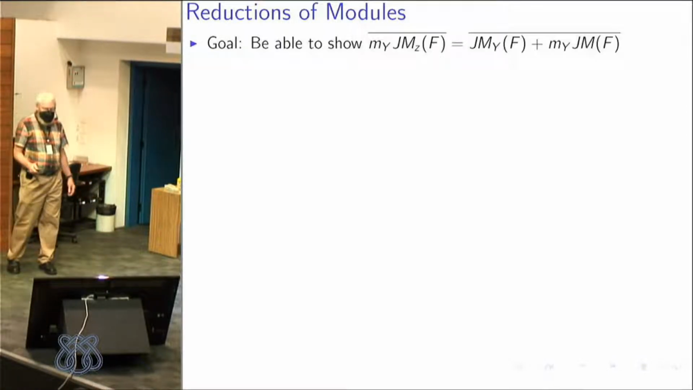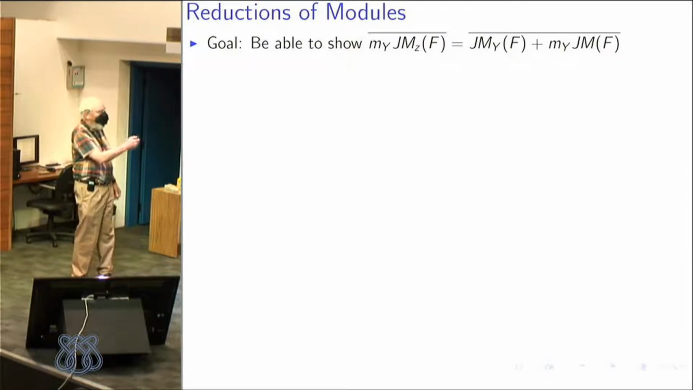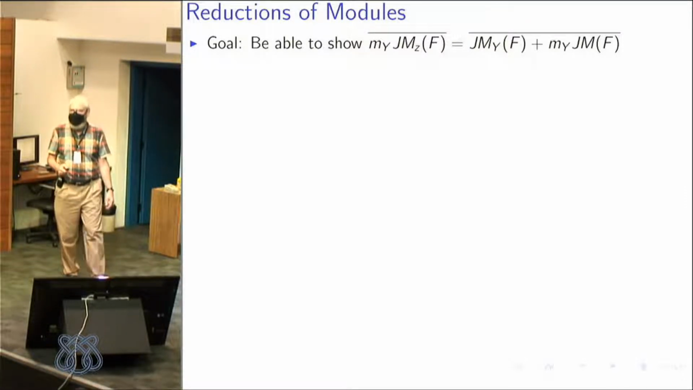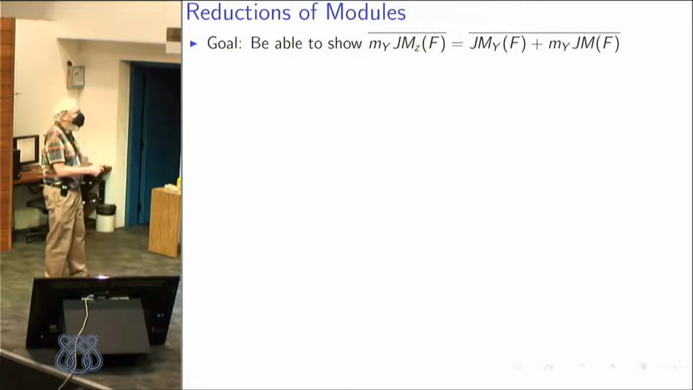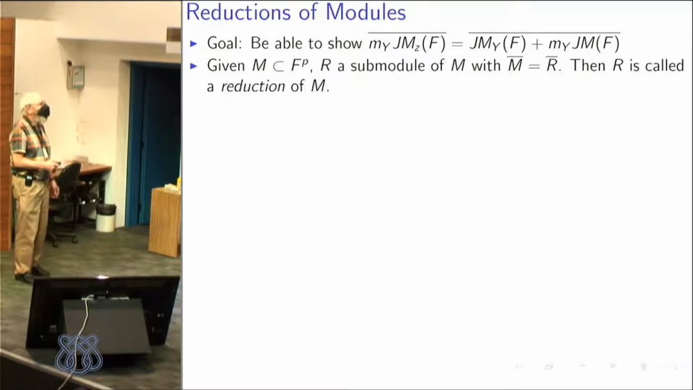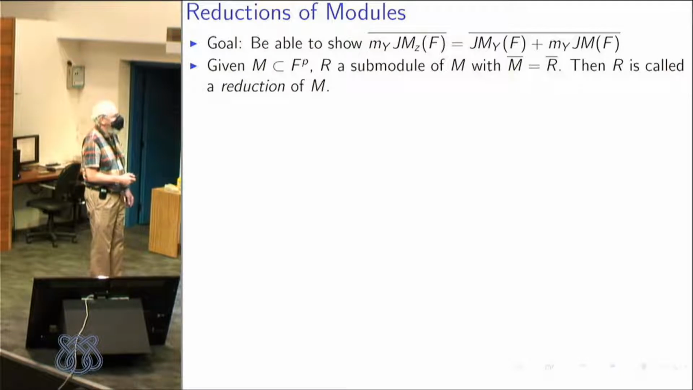We mentioned what they were here. Our goal is that we want to be able to show that this guy, which was the actor we left last time, contains the partial derivatives of f with respect to y in its integral closure. That's the hypothesis we need to use the theorem that we proved in part 1. So again, given f and a submodule, R is called a reduction if they have the same integral closures.